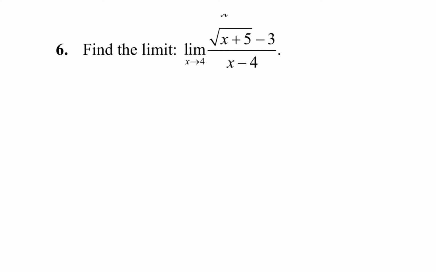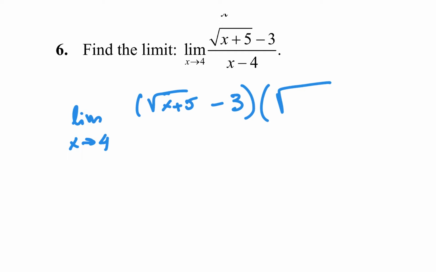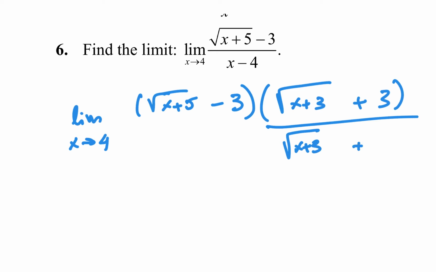To do this kind of limit, you can do the graph way of visualizing the limits, but the algebraical way to do it, whenever limits like this appear, you do the following thing. You multiply by the conjugate. The conjugate of the numerator in this case is the square root of x plus 5 plus 3. And you divide by the same thing, the square root of x plus 5 plus 3.